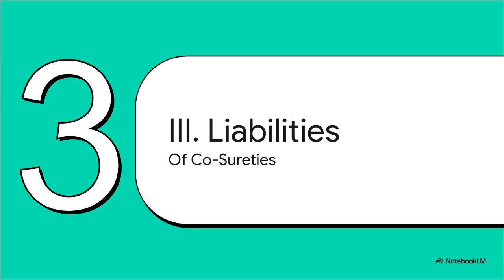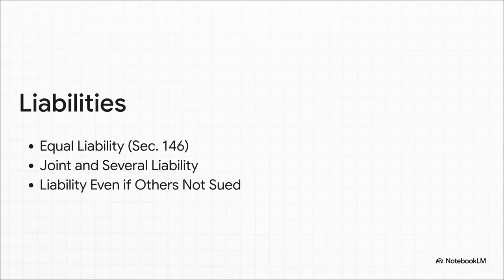Write down Roman numeral 3, Liabilities of Co-Sureties. While the law grants you rights, it also imposes severe, inescapable obligations. A contract of guarantee is a heavy burden, students, and you must articulate these liabilities with complete clarity. Note these 3 pillars of liability perfectly.